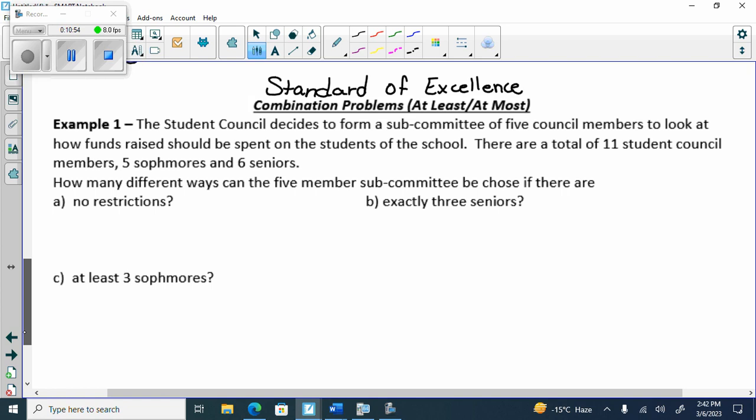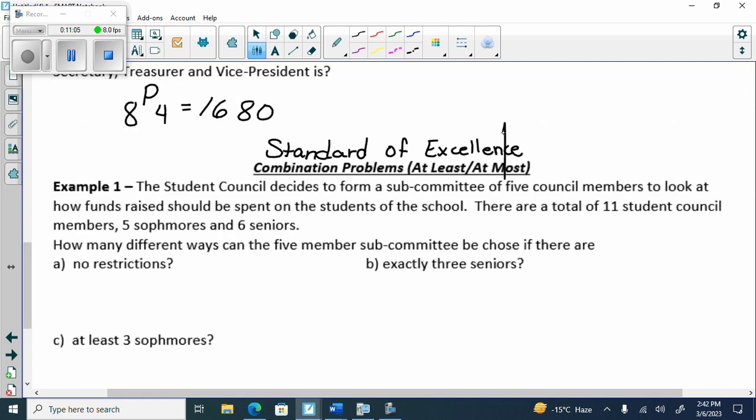The student council decides to form a subcommittee of 5 council members. So that's what we need to know. That was not me, that was the board. It's got a flag on it. There we go. Fixed all the problems. Made it have a flag. Okay, we need 5 council members.